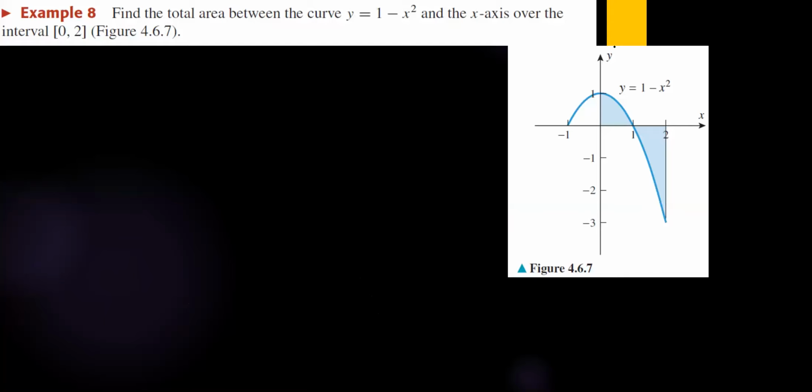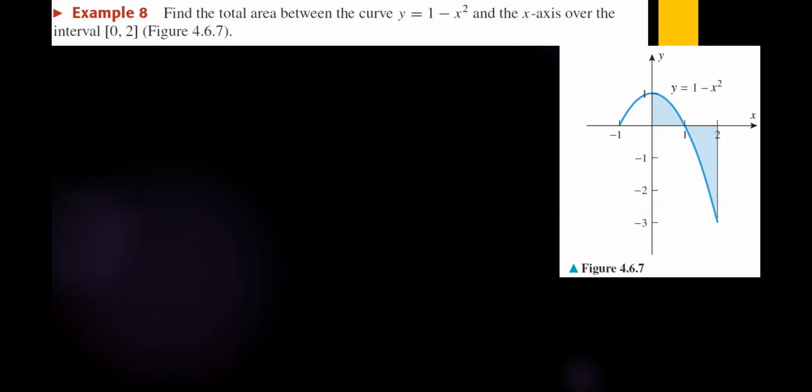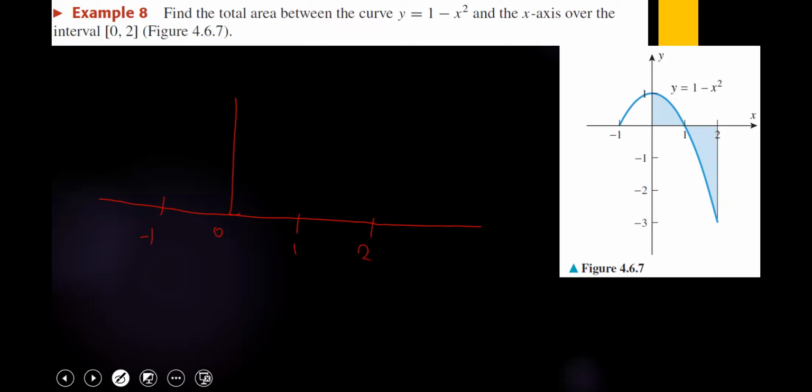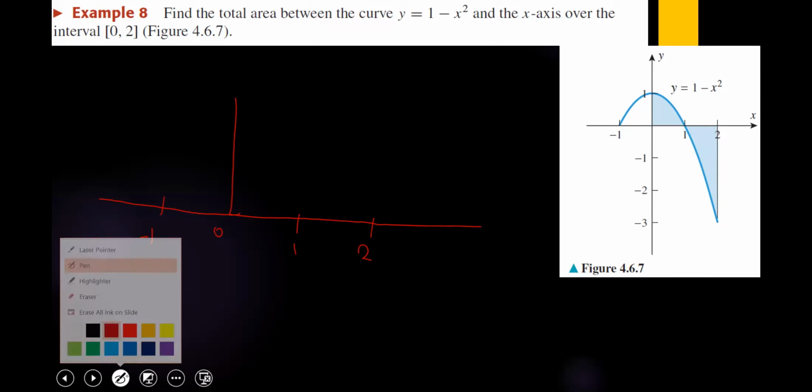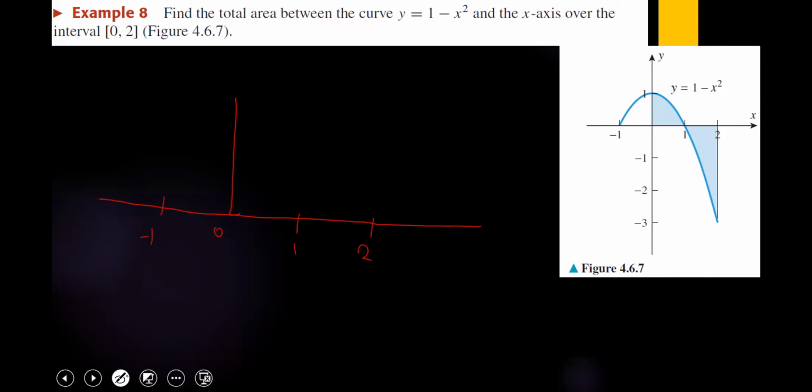Find the total area between the curve y equal 1 minus x squared and the x-axis. So here, let's say that this is the interval. I draw them from negative 1, 0, 1, and 2. After drawing, it's going to come like this. This is after drawing.